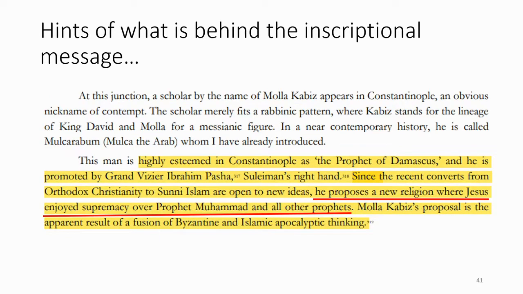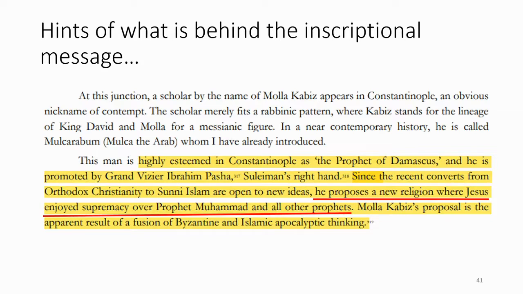So here we find hints of what is behind the inscriptional message as we find it today. AJ Deus says, at this junction, a scholar by the name of Mullah Kabiz appears in Constantinople, an obvious nickname of contempt. The scholar merely fits a rabbinic pattern where Kabiz stands for the lineage of King David and Mullah for a messianic figure. In a near contemporary history, he is called Mulkarabum, or Mulka the Arab, whom I have already introduced.